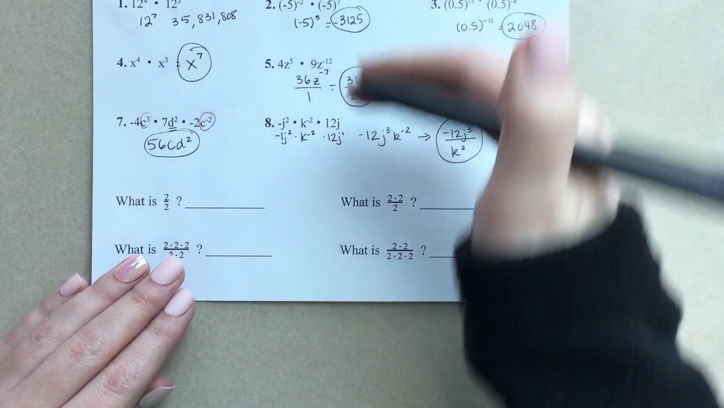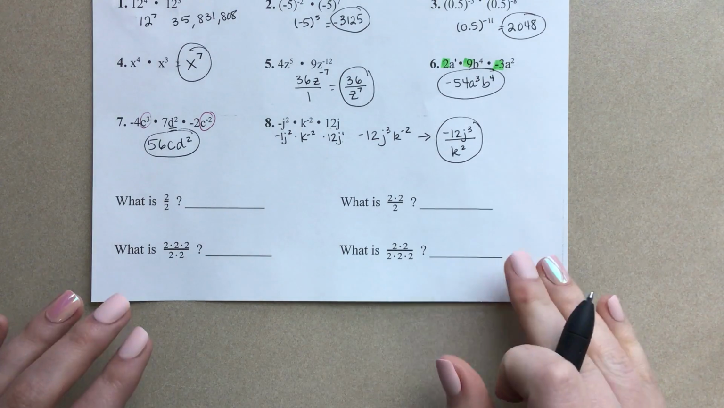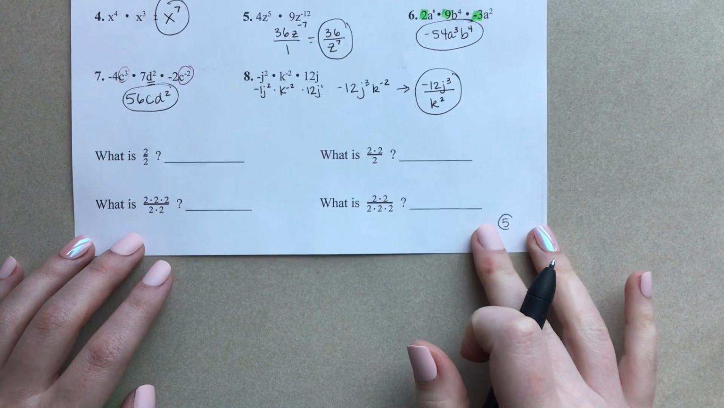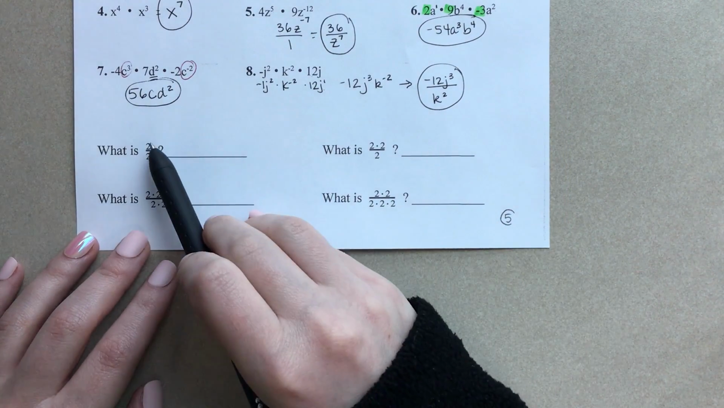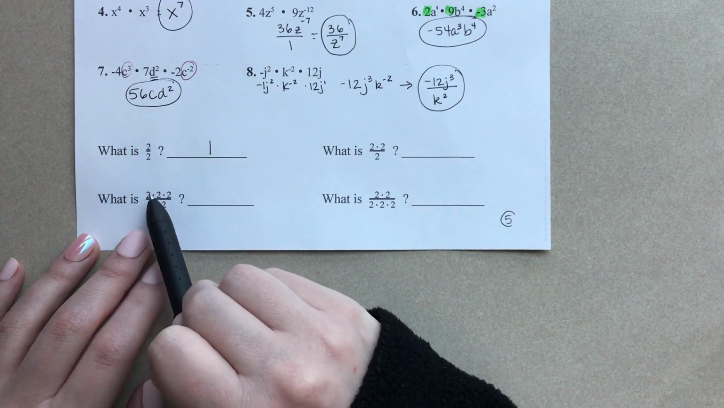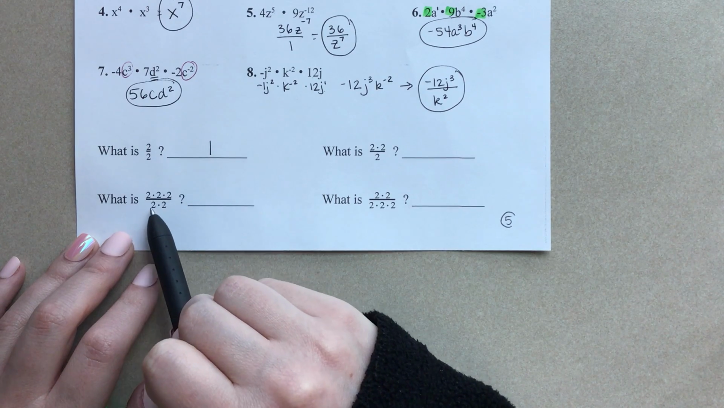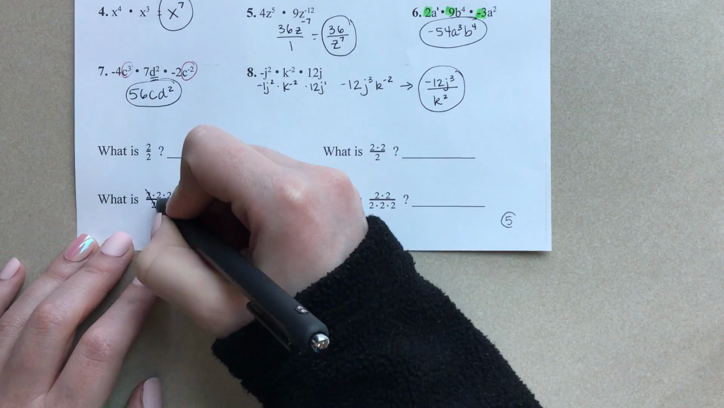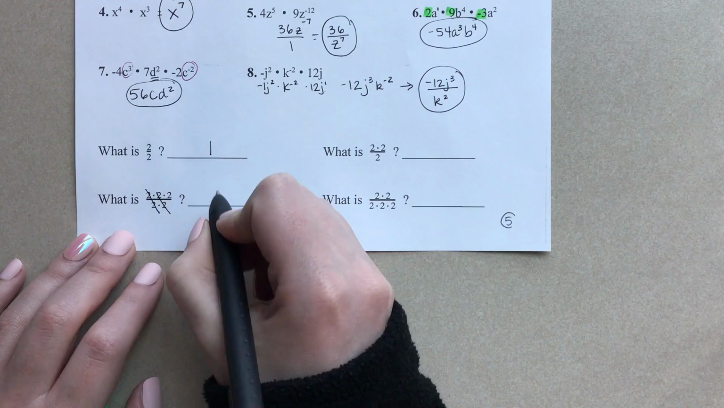So this is with all multiplication. What if we have division though? Let's look at what we've got going on here at the bottom, see if we can find a pattern. 2 over 2 totally cancels to 1. But what if I had 3 2's on top and 2 2's on the bottom? Well, if I cancel, then I'm left with 2.